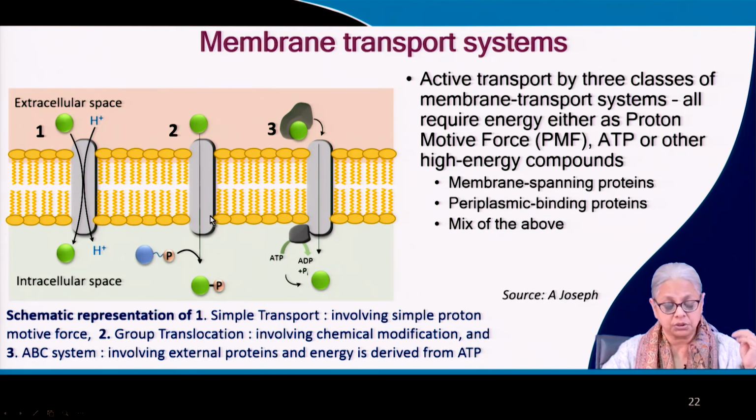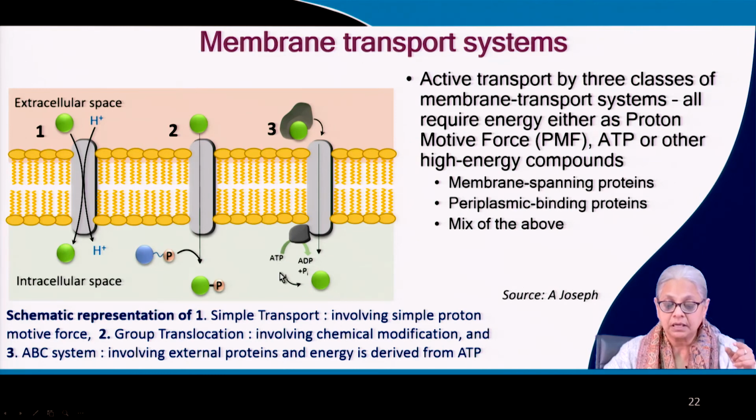So that's group translocation. And then the final one is the ABC system. The ABC system is short for ATP binding cassette. It involves external proteins. So there is an external protein here. It binds to the substrate that needs to be brought in, and the entire complex does not come into the cell. This extracellular protein will bring the substrate to the transmembrane protein. It will release the substrate here for the transmembrane protein to pick it up, and it will bring it into the cell.